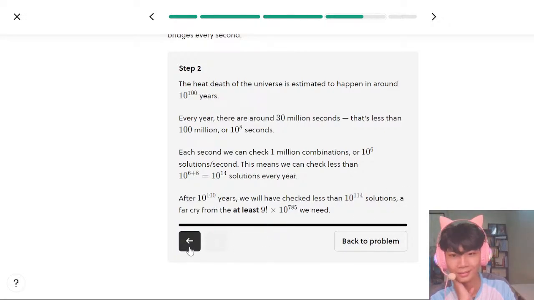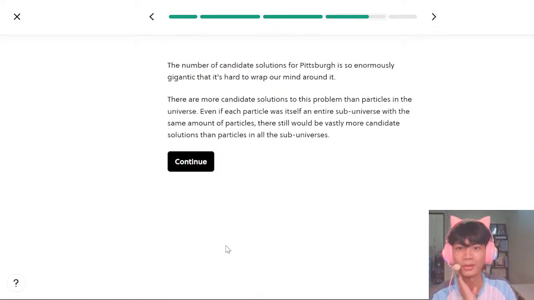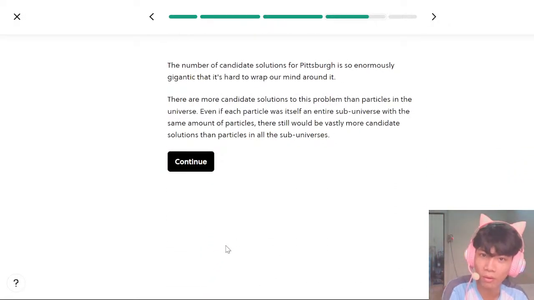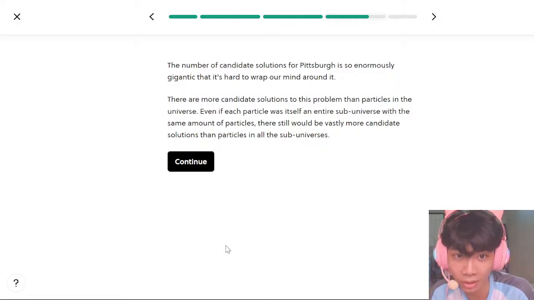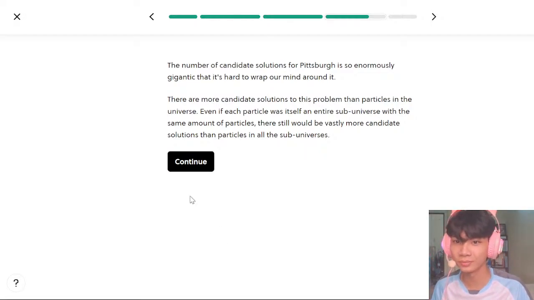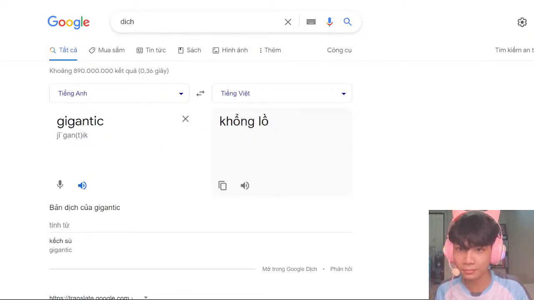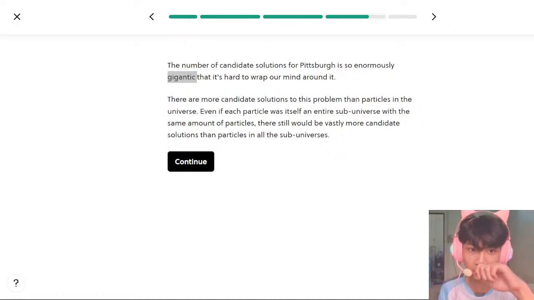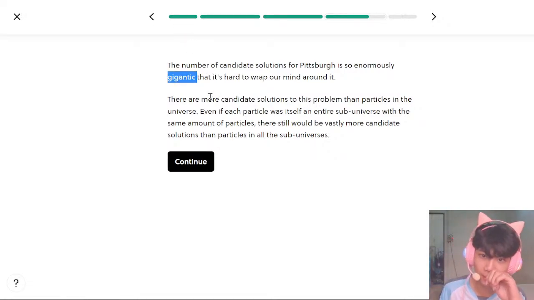Oh my god, it's super hard. The number of candidate solutions for the bridges is so enormously giant, gigantic. It is hard to wrap my head around it.